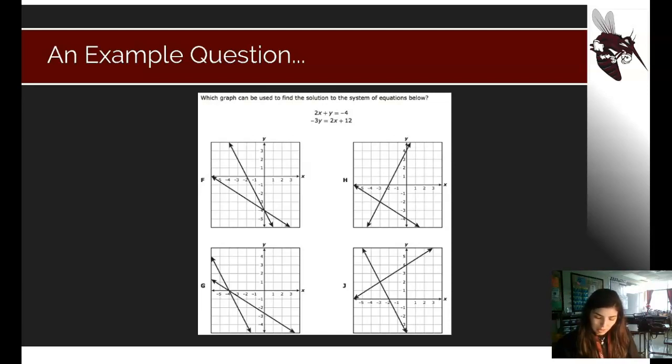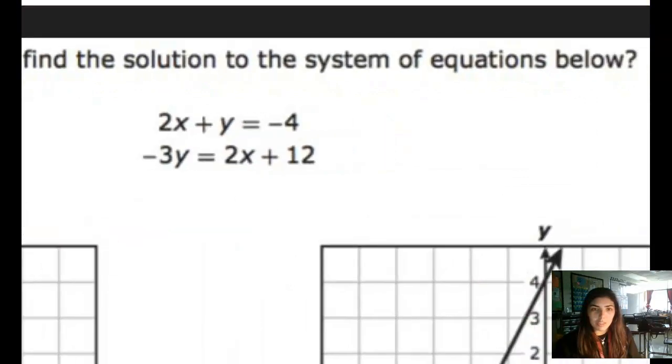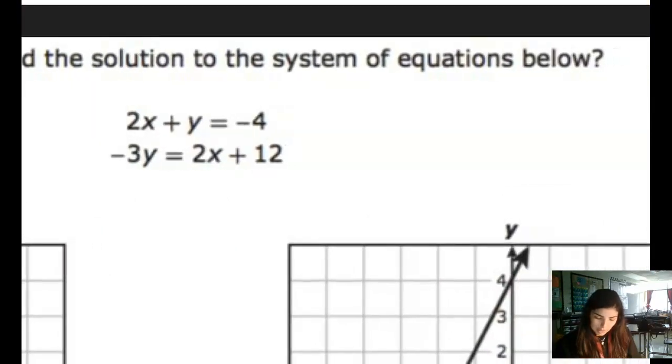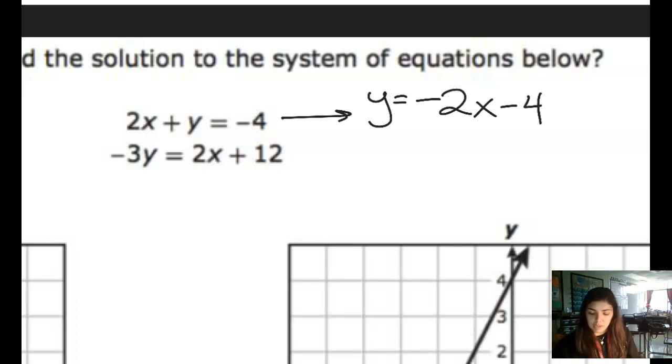Pardon. Sorry, I'm going to zoom in. I'm going to zoom in here and I'm going to solve that equation for y. So what that means is I'm going to take this equation and I'm going to move the 2x to the other side so that now it's a -2x. And that equation is solved for y.